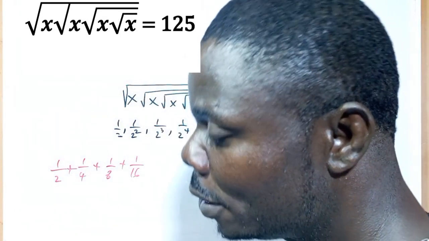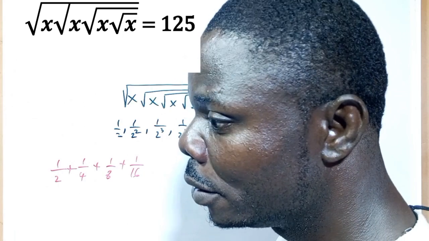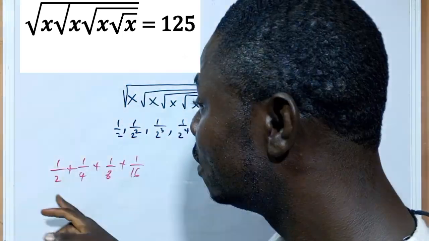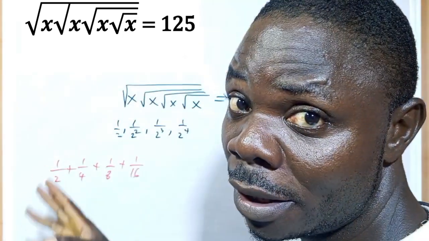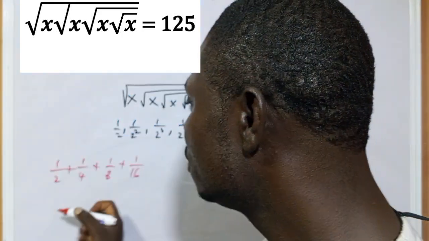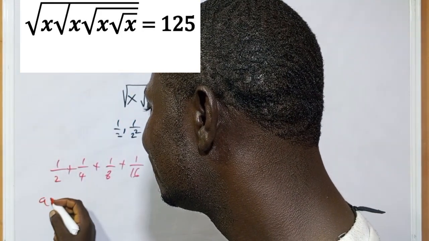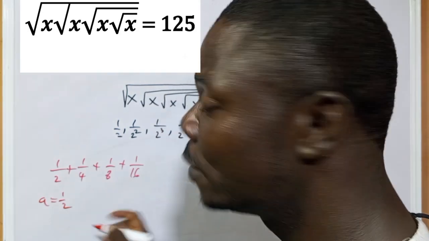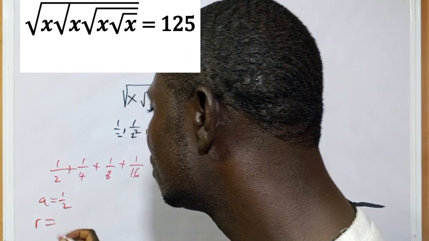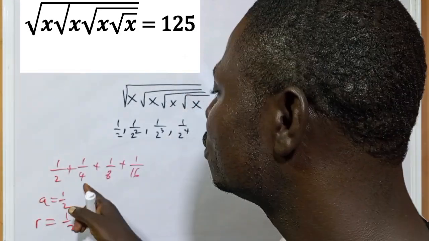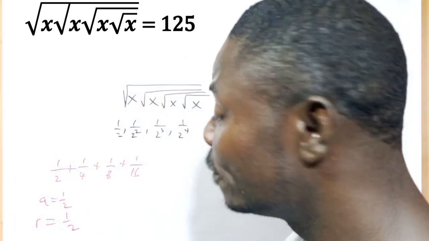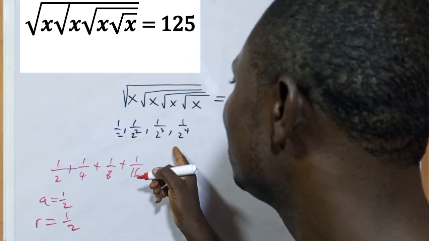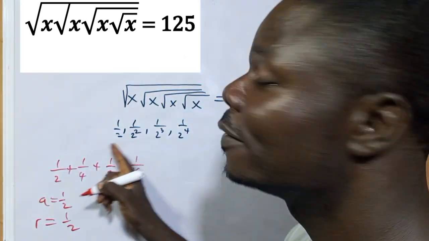Now let's have a quick recall of the shortcut for a geometric expression. You know that the first term is 1 over 2 according to this sequence. Then the common ratio will be 1 over 2 as well, because 1 over 4 divided by 1 over 2 gives 1 over 2. Now how many terms do we have? 4. 1, 2, 3, 4.